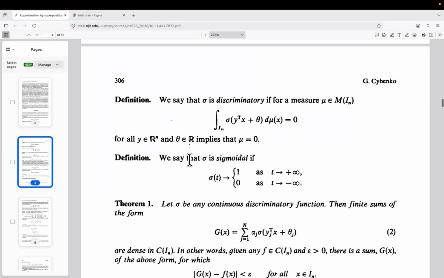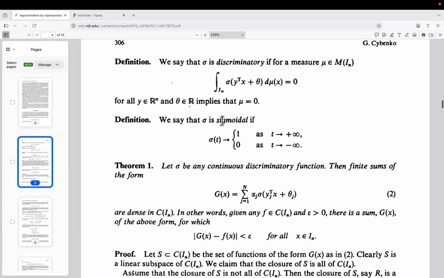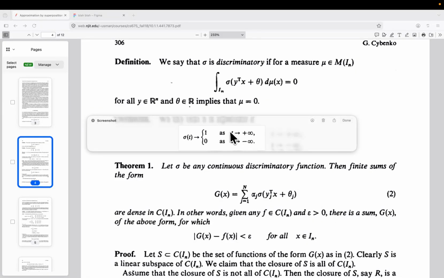Alright, the next thing is gonna be easy. We say that sigma is sigmoidal if it has those properties. I'm gonna paste it. Yeah, like that.